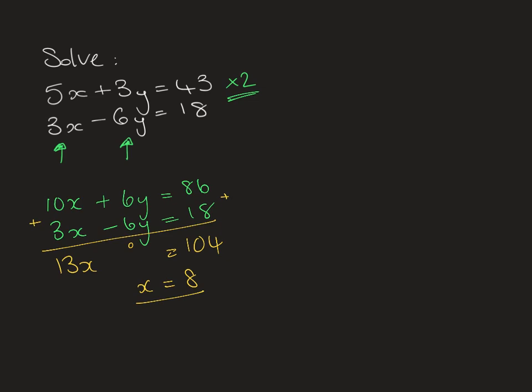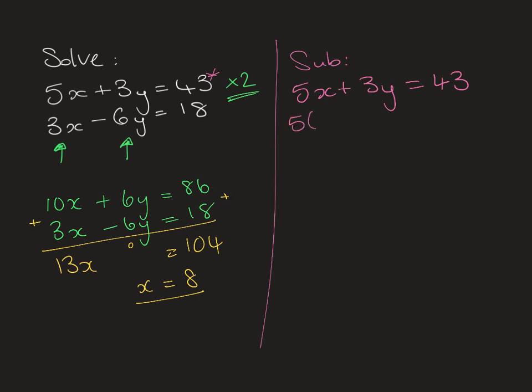From here on through, it's the same steps. We substitute to find our second variable. I'm going to use the top equation. 5x add 3y is equal to 43. x is 8, and so 5 times 8 is 40. Add 3y is equal to 43. Subtracting 40 from both sides tells me that 3y is 3, and so y must be equal to 1.